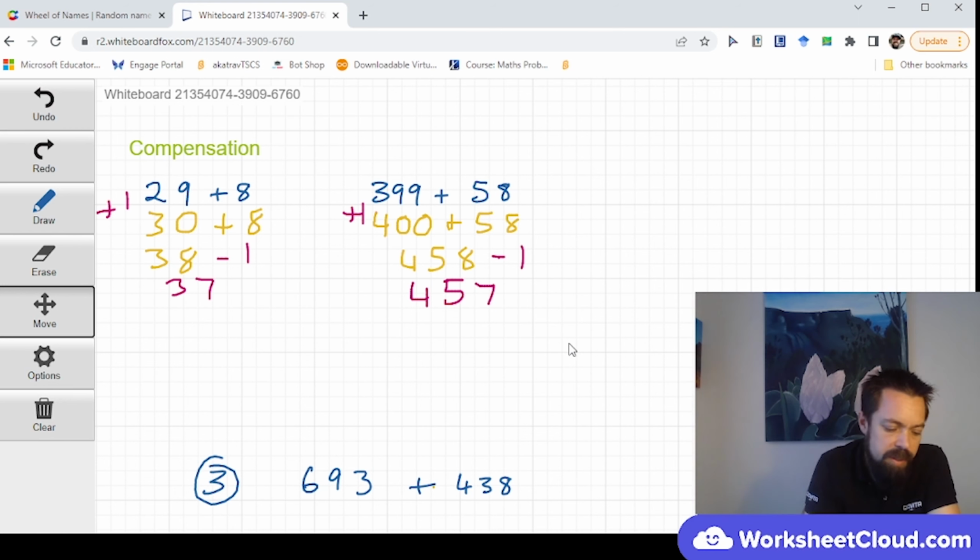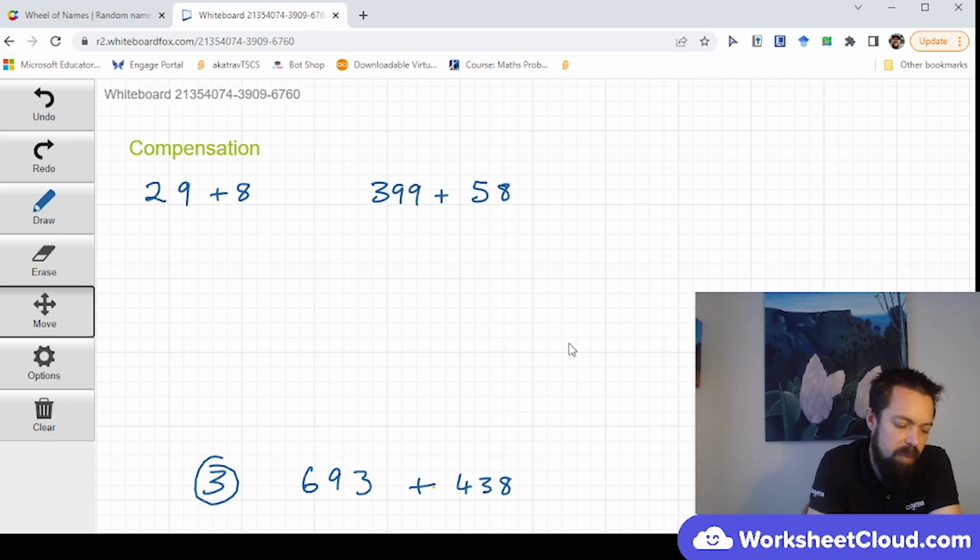Instead of using compensation, I'm going to use the give and take method. This is my preferred of these two. You'll see why, because you have to remember about things that you've done before. So what I notice when I look at this first one with 8 and 29 is that I'm going to take 1 from my 8 and give it to my 29. So now my 29 is 30 and my 8 is 7 and my answer is 37, and that's the correct answer.